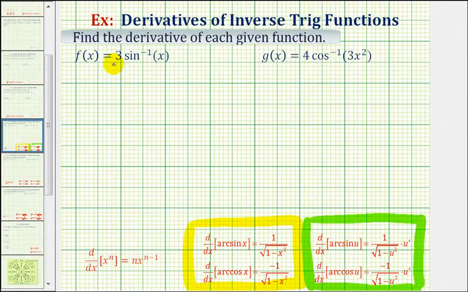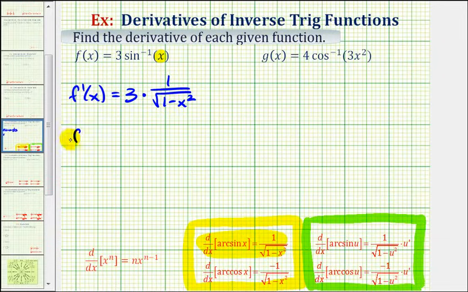So looking at our first function, we have f of x equals 3 times inverse sine of x, or 3 arc sine of x. Because we have inverse sine of x, this is not a composite function, so we can go ahead and use this derivative formula here to find our derivative. f prime of x is equal to 3 times 1 divided by the square root of the quantity 1 minus x squared. So f prime is equal to 3 divided by the square root of the quantity 1 minus x squared.